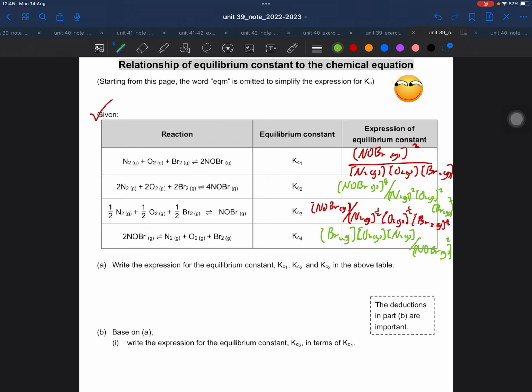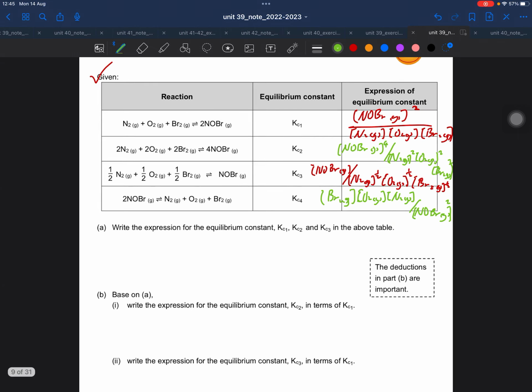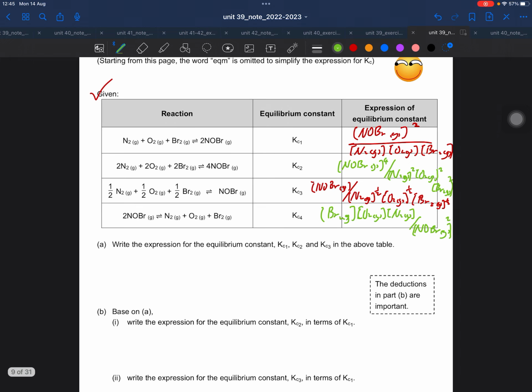Right. Sorry for the poor handwriting here. So you can see I have finished the expression for Kc1 up to Kc4. But if you are careful enough or if you have a strong mathematics background, actually you can find there is some relationship between all these 4 equations. Now, before we go further, let's see.